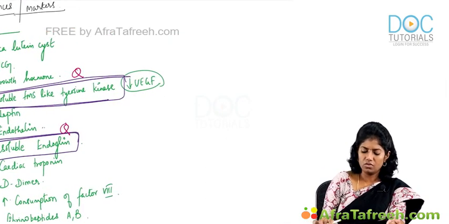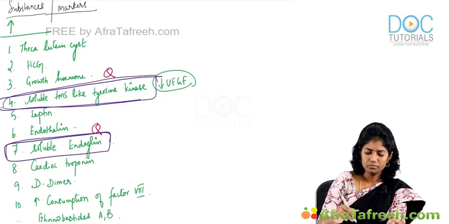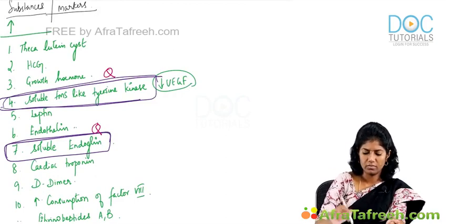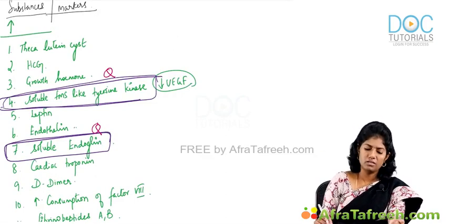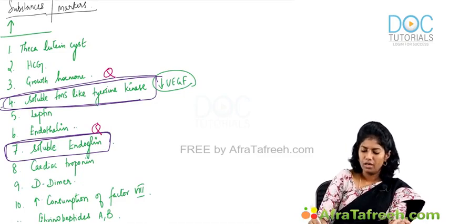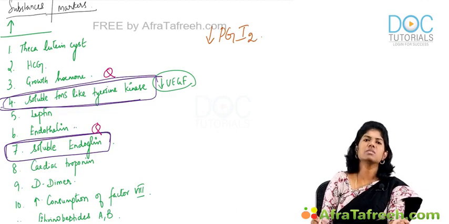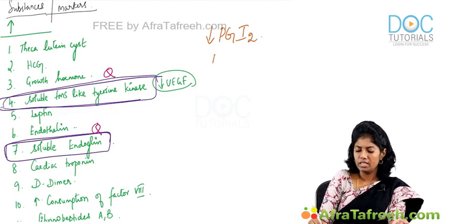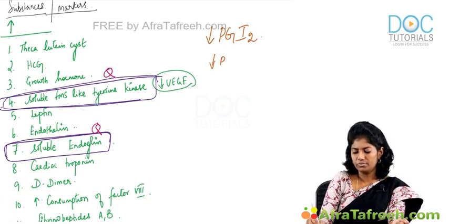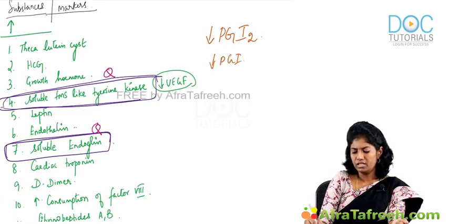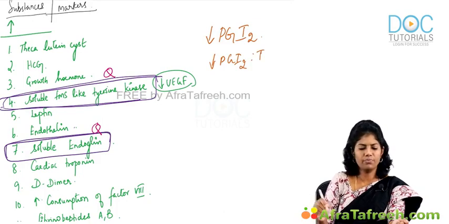We will discuss also substances that decrease. A decrease in prostaglandin I2, thereby decreasing the ratio between PGI2 and thromboxane A2.